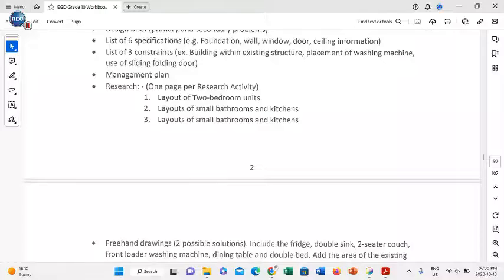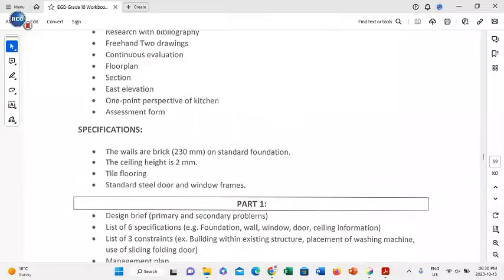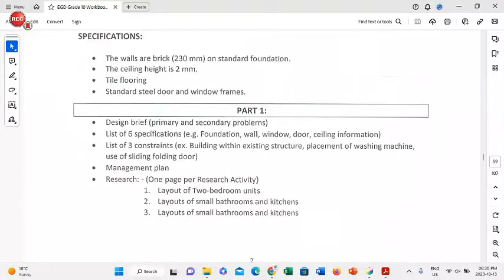Hello grade 10s. So now that we have completed part 1, which basically consists of your design brief, your primary and your secondary problems, and you have listed your 6 plus your 4 given specifications, and you have listed your constraints all in bulleted format, and you've given the dates of your management plan as well as the research in which you have looked at layouts of 2-bedroom units, layouts of small bathrooms, layouts of small kitchens. That all being part 1.